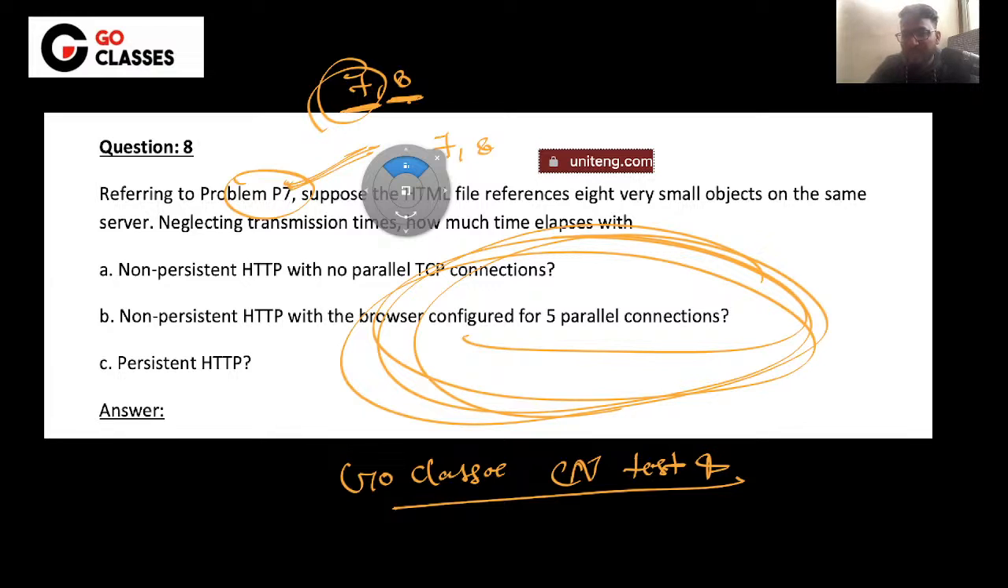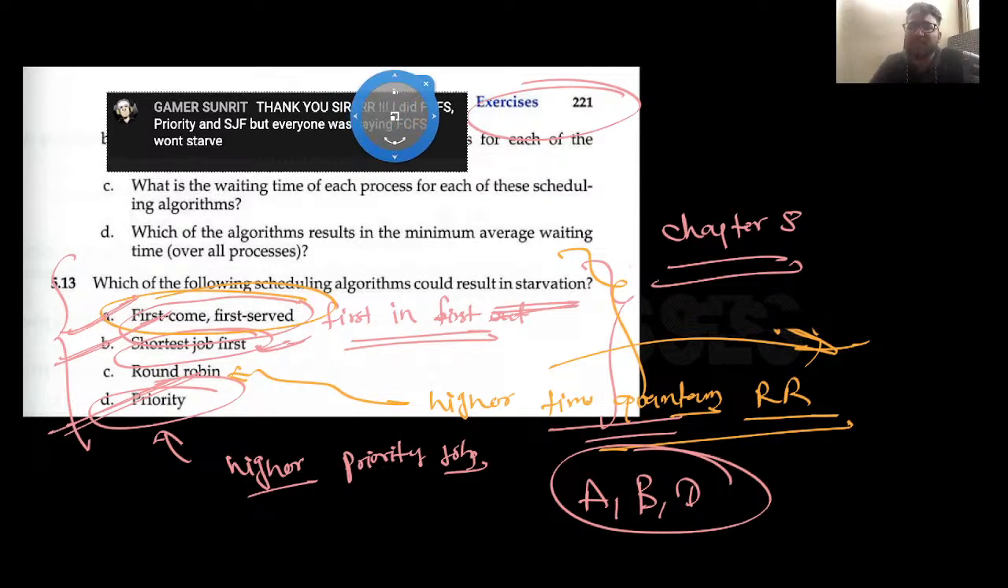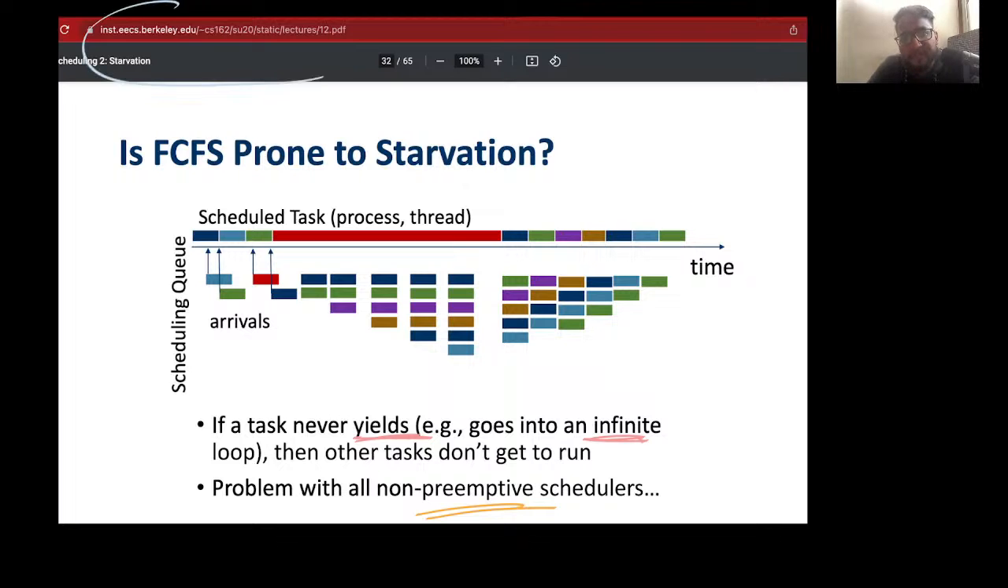Someone is saying, thank you sir, I did FCFS, priority scheduling and SJF, but everyone is saying that FCFS cannot starve. Mostly, most of the people will be saying that FCFS cannot starve. But see, the standard universities are saying that FCFS can starve. So even FCFS can starve.